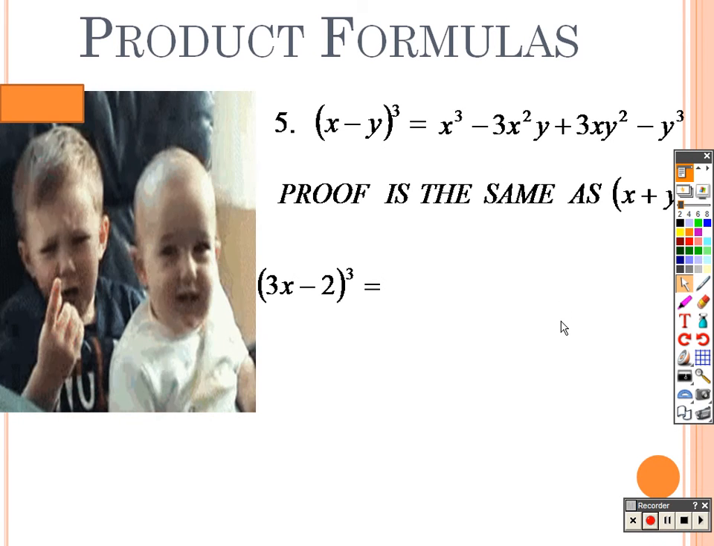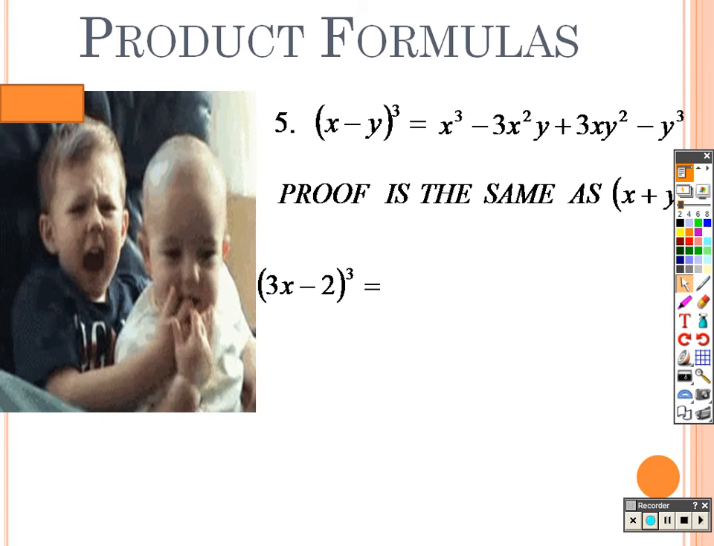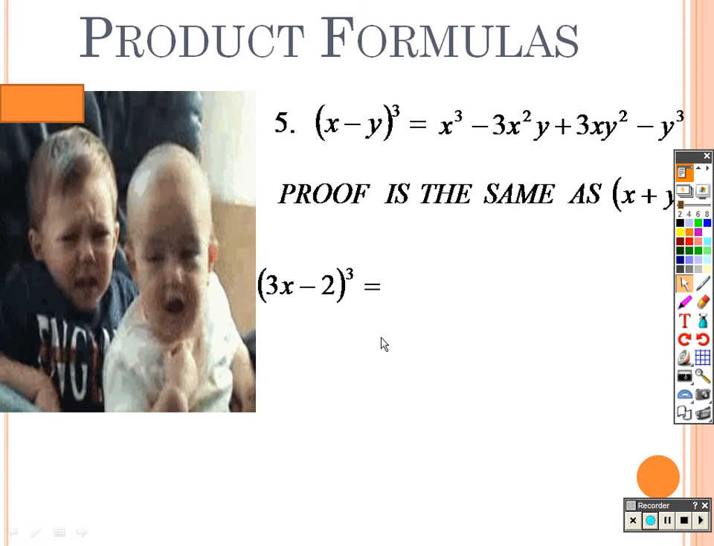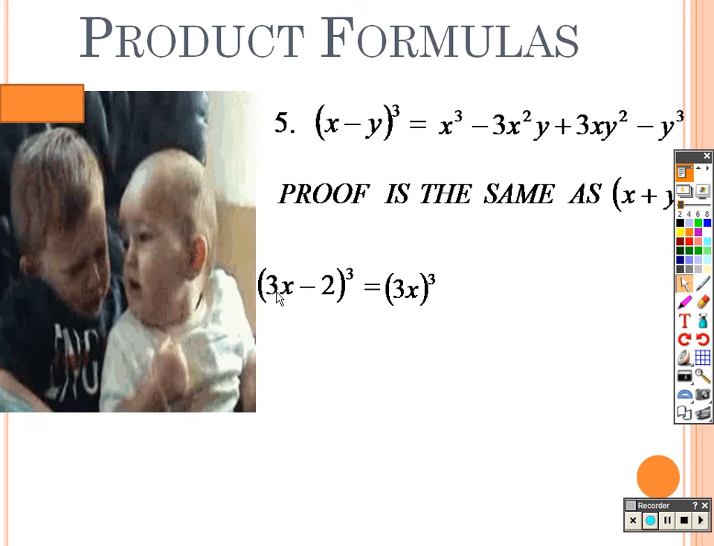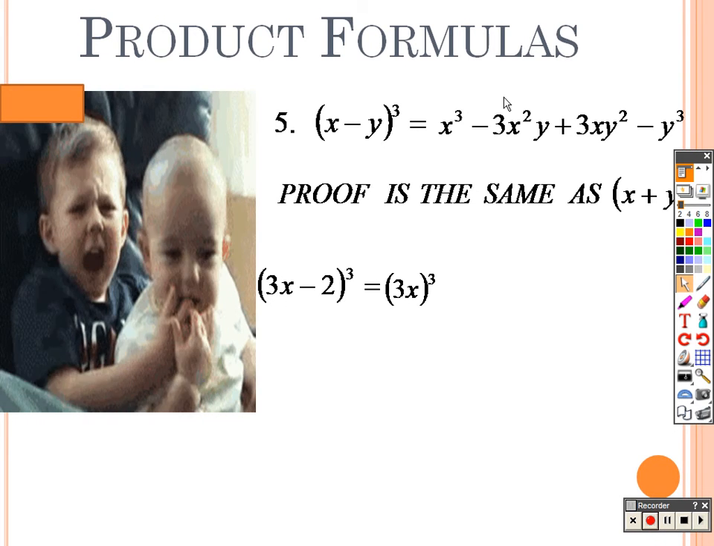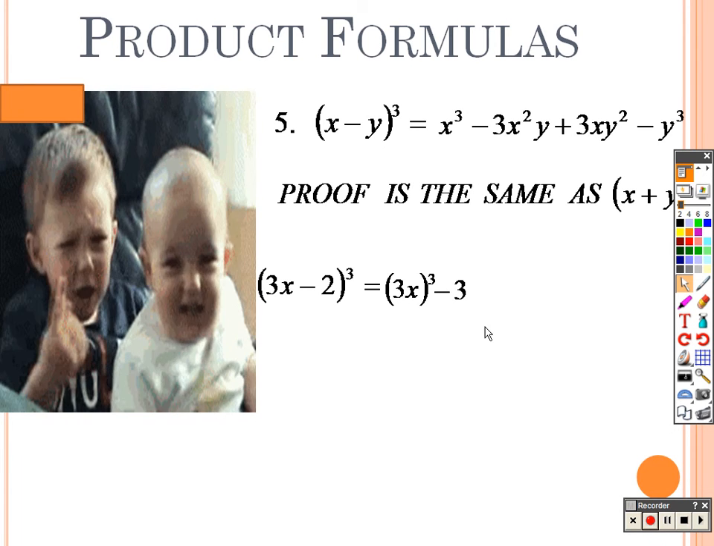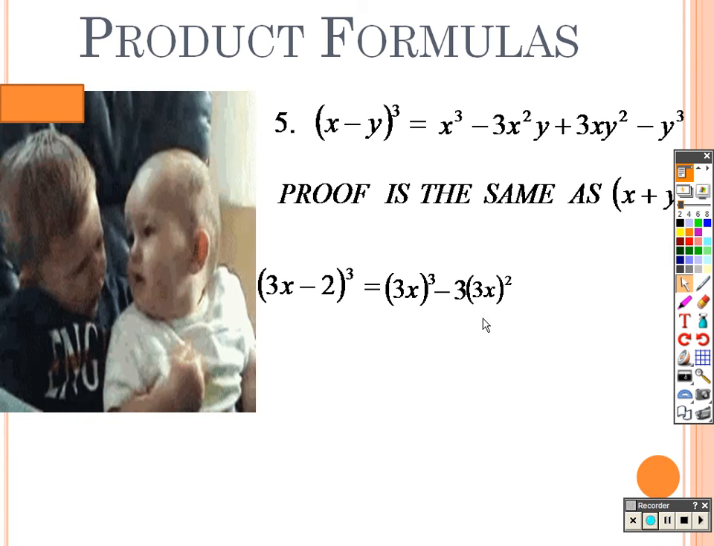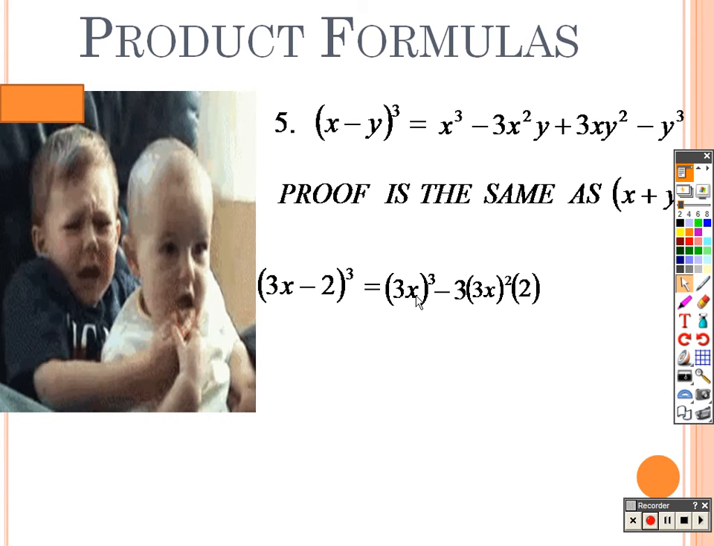So the proof is the same. I'm not going to waste our time going through the proof again. It's just foiling. That's all that the proof would be here. But we're going to go through this again. So first term cubed. So 3x cubed. Then it is minus a 3, right? So minus 3. And the first term squared, so 3x squared. And then just the second term, which happens to be a 2.